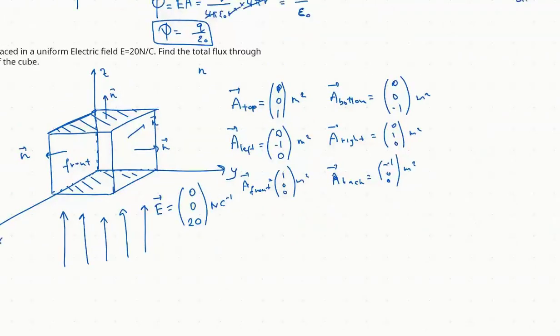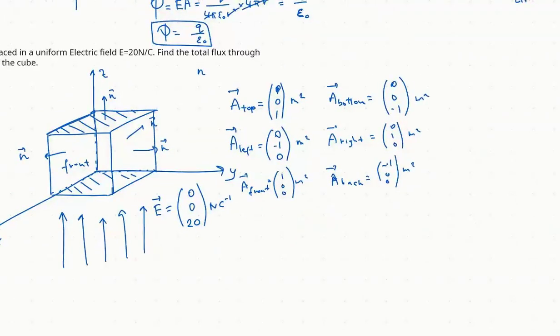Okay, so now I want to find the flux through each of the faces. The flux through the top face is not a vector, it's E times A top. That's 0, 0, 20 multiplied by 0, 0, 1, so that's going to be 20. Now it's newtons per coulomb meter squared, or newtons meter squared per coulomb.